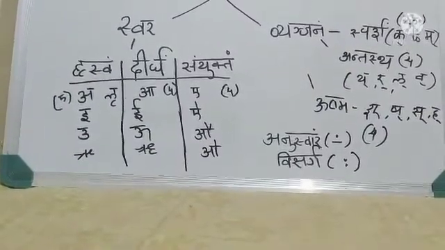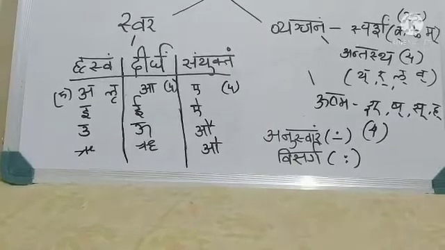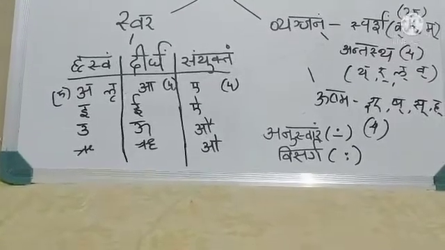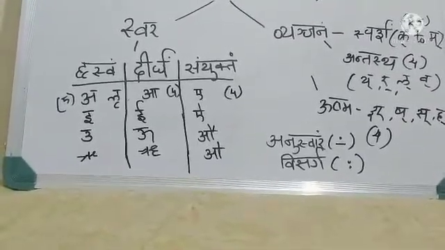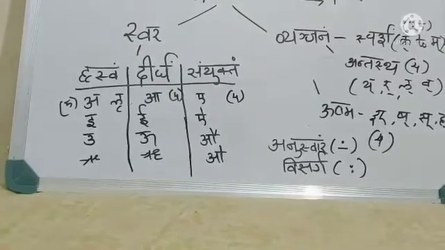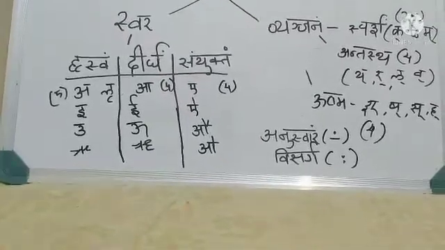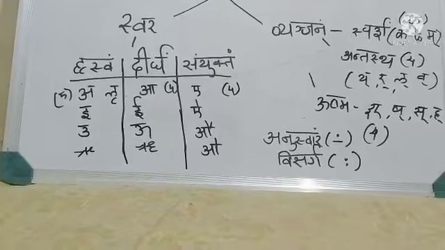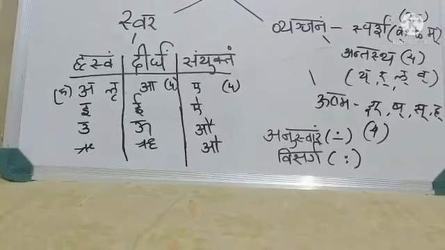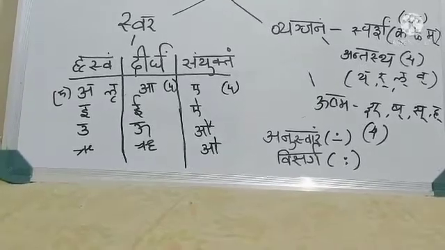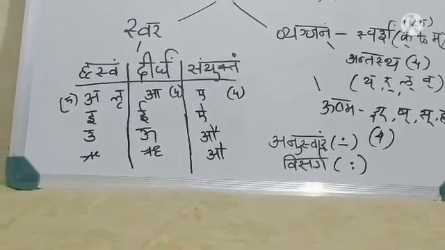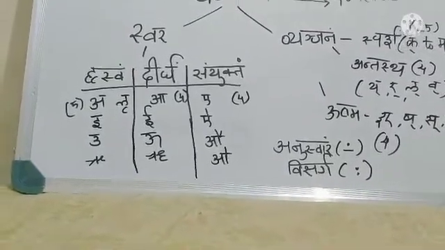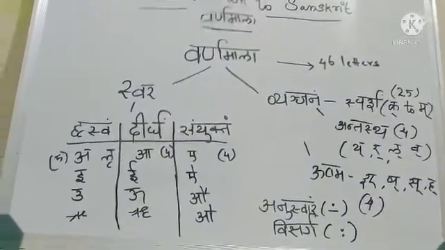And next are Anuswaram and Visargam, very important in the Sanskrit language. Anuswaram is like a bindi, a dot. When we write a letter and put a dot on top of it, it is called Anuswaram. And Visarga: when we write a letter and put two dots, it is called Visargam. So Anuswaram and Visargam are the most important parts of the Sanskrit Varnamala.